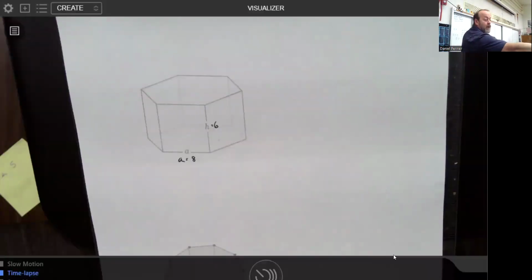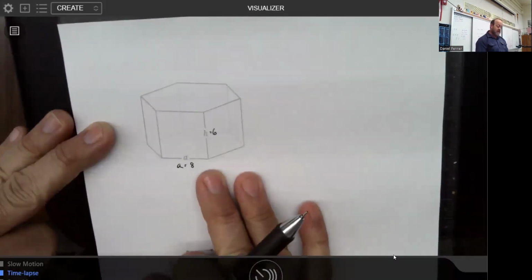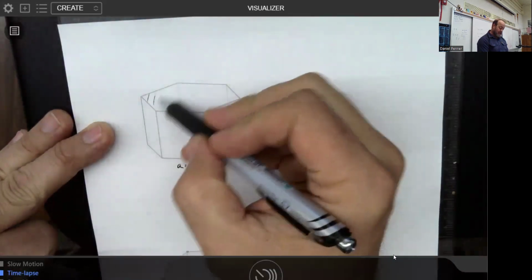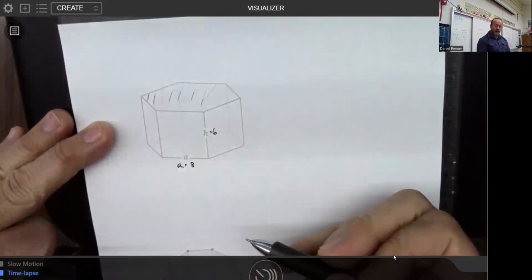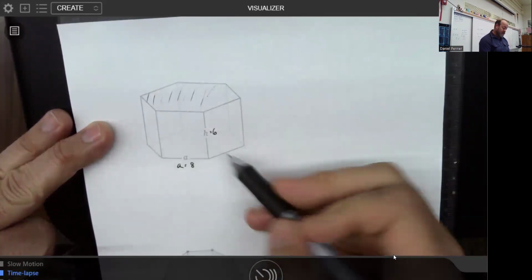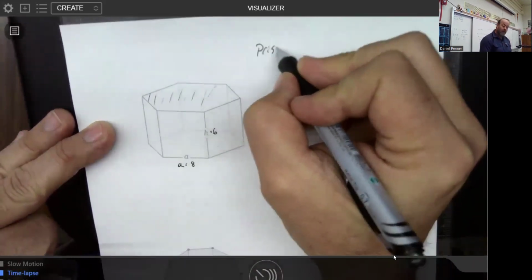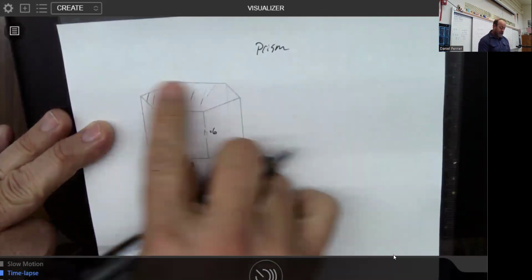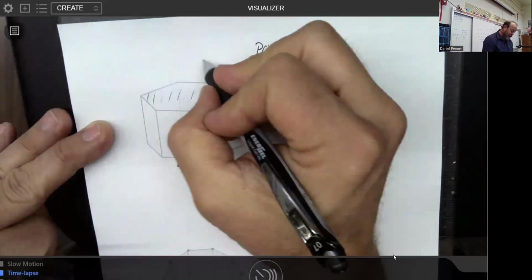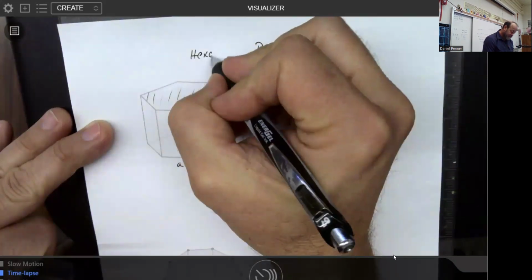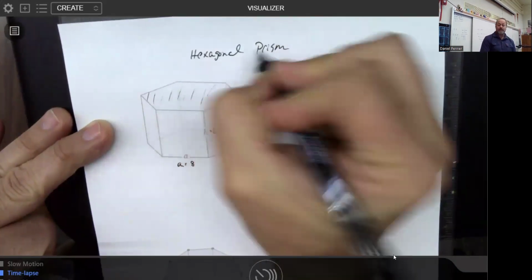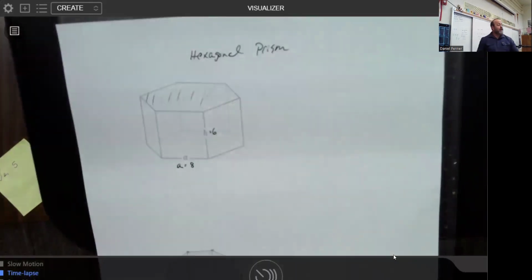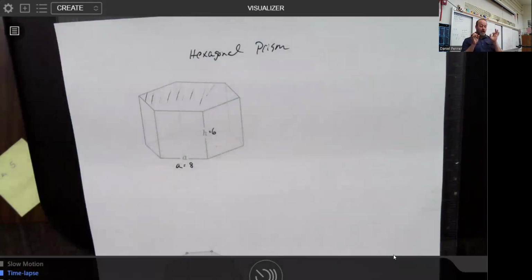So here we go. What I have right now is a shape, and anytime you have a situation where you have two faces like this, a top and a bottom that are parallel to each other and congruent, that is known as a prism. So we have a prism that we're going to be studying right here. And the name of that prism is based on the name of the base. Since this is a hexagon right here, this is called a hexagonal prism.